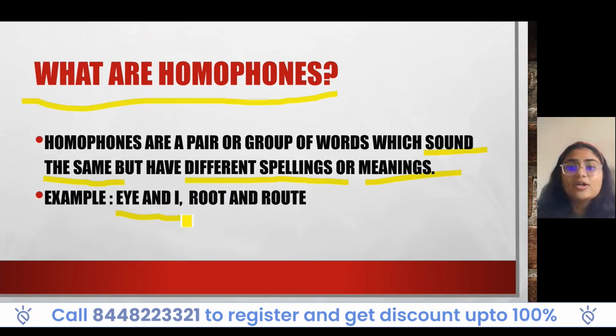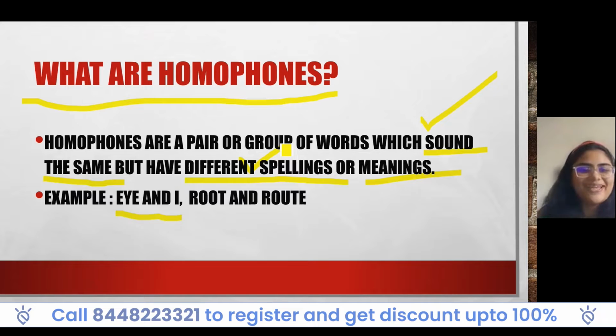Eye and I. Wow, they're sounding the same. Eye and I. So one part of the definition is justified. Now let's check if they have different spellings or meanings. Different spellings. The first word of the pair, the first eye, is E-Y-E. The second I, on the other hand, is the letter I. So yes, they have different spellings as well.